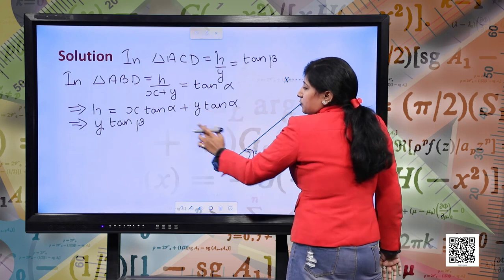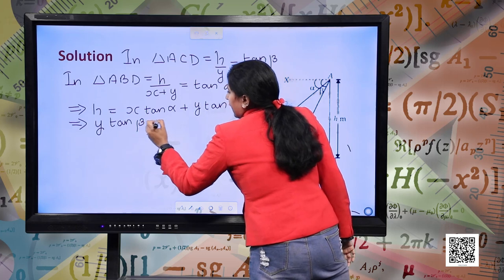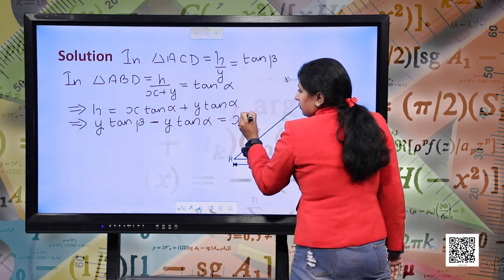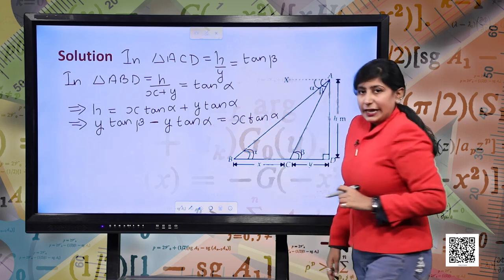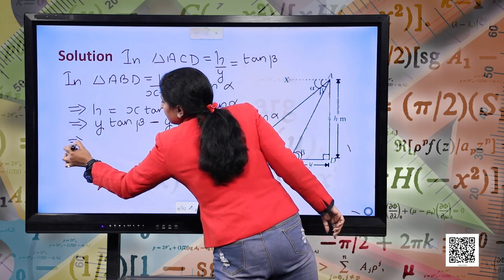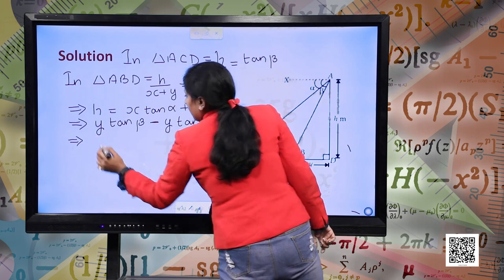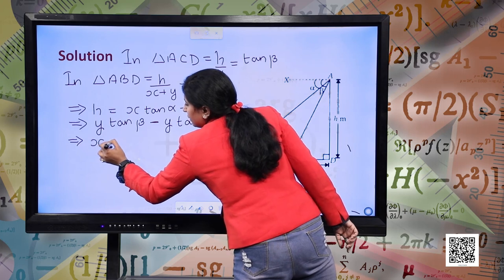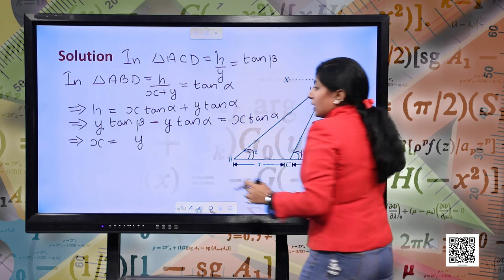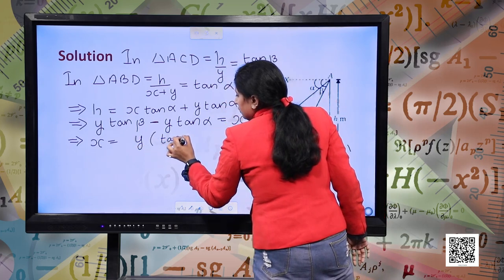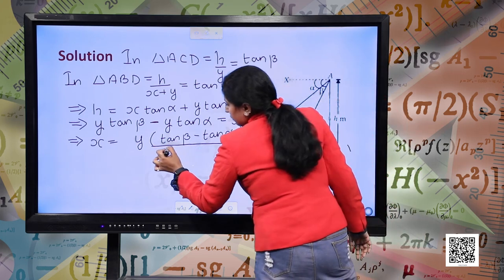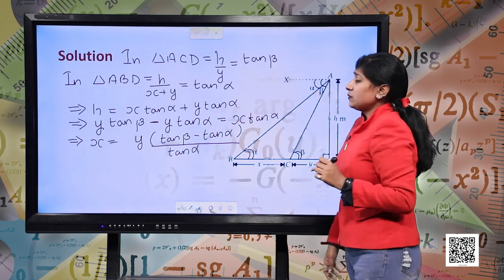But here I am taking this portion Y tan alpha to the left hand side and subtracting. So I get Y tan beta minus Y tan alpha, and in the right hand side we have X tan alpha. Now I need to find the value of X. So I divide the whole equation with tan alpha. Now here X into tan alpha, this becomes X equal to, the tan alpha goes to the denominator, Y tan beta minus Y tan alpha whole divided by tan alpha. I take common Y, I get Y into tan beta minus tan alpha, and in the denominator I have tan alpha. Now this is the value of X.